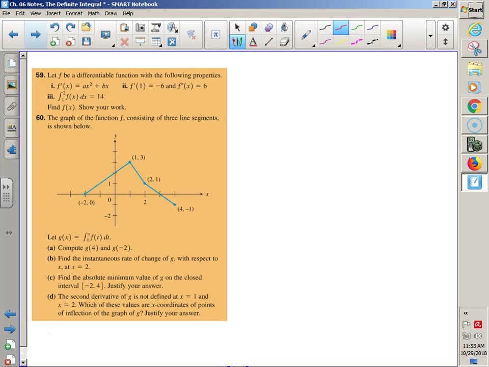Well, I see f prime. What do we do with f prime? So we could go ahead and say, okay, f of x is equal to the integral. We could keep it indefinite even though it's kind of cheating, right?